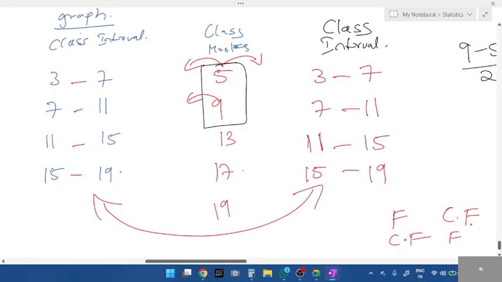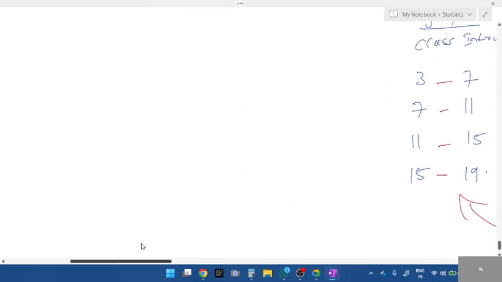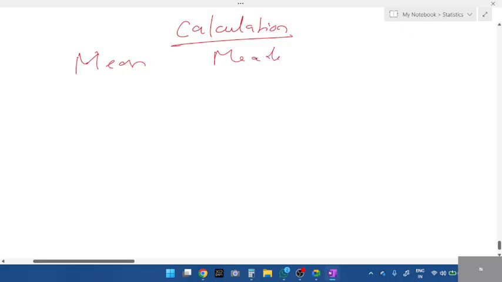Is it clear? All of you understood? Any doubts? Okay, now mean, students. Let us come to the calculation part, not the graph part, calculation. In calculation, we have 3 types: mean, median, and mode. First, mean. Tell me what are the types of calculation we have in mean, students.